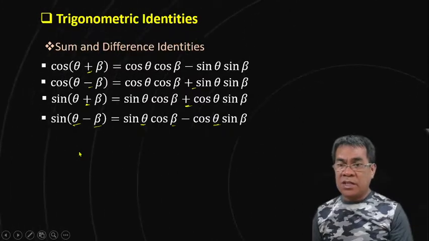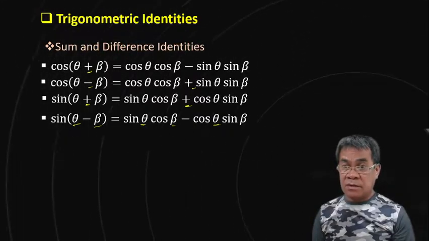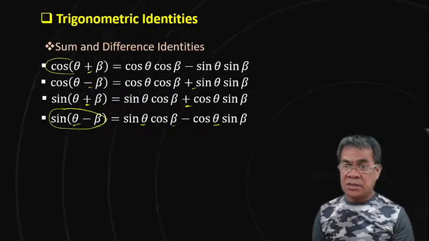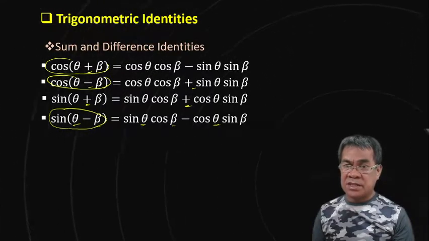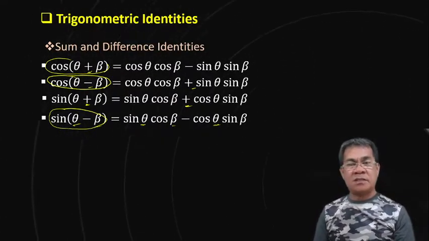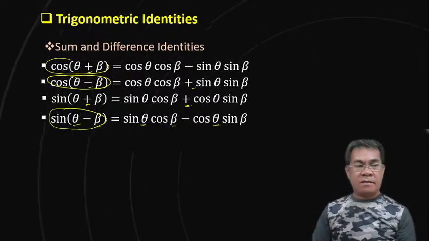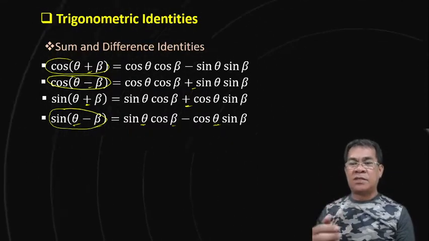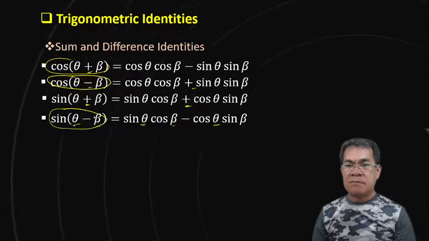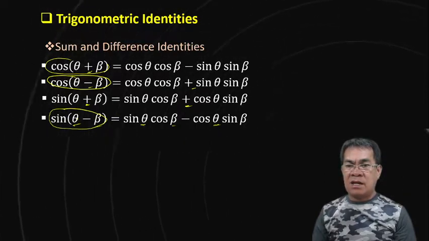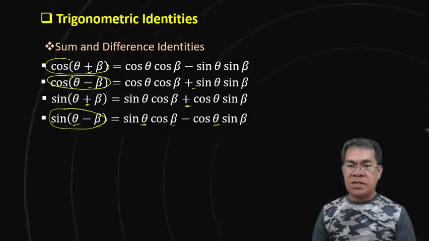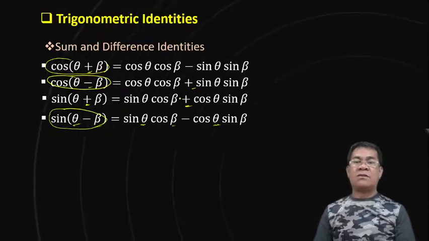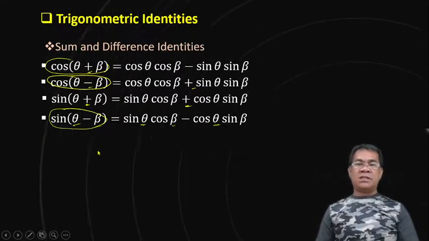So since we know already the sine and cosine of the difference of the angle, then you can find the tangent. Remember, from the fundamental identity, the tangent is just the same as sine over cosine. So if you divide the sine of the angle theta minus beta with this value by the cosine of theta minus beta with this value, the result must be what? The tangent of the angle theta minus beta.